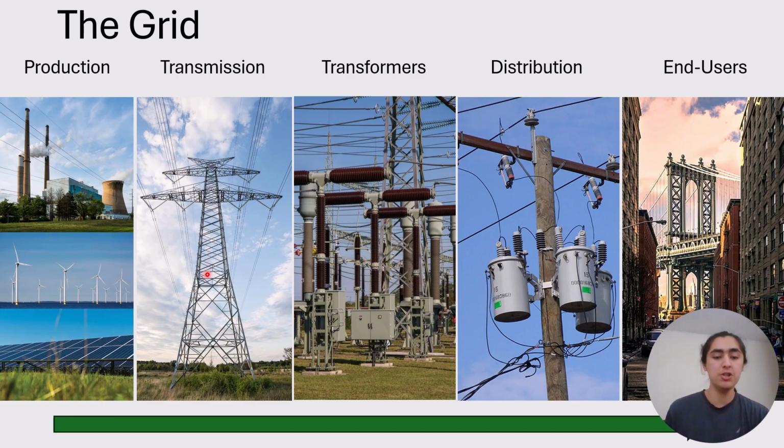They have high voltage, so they can't go directly to the end user because high voltage would break things if it did that. So it goes to transformers, which step down the voltage of the energy so that it can be distributed safely through distribution lines, which are those poles and wires you see in your local communities. And then that is how energy gets to the end user.